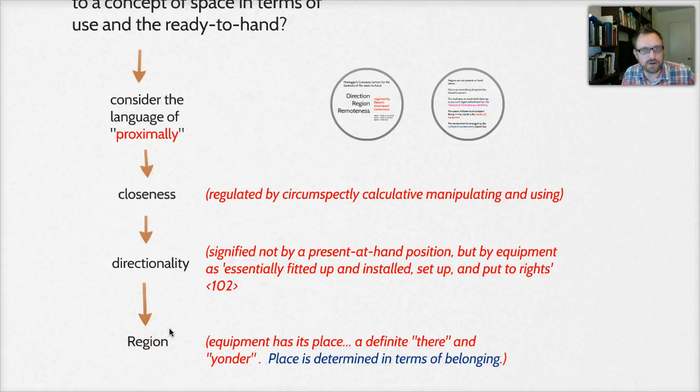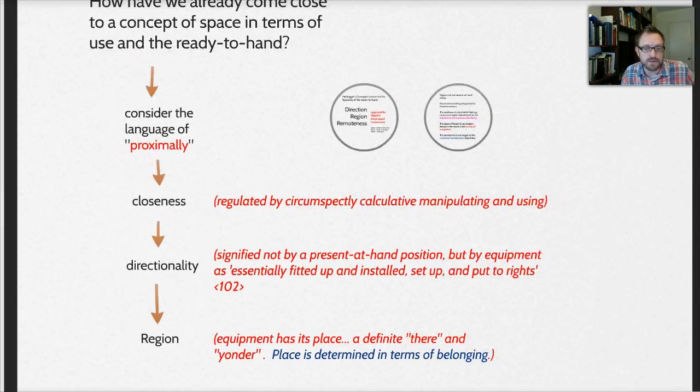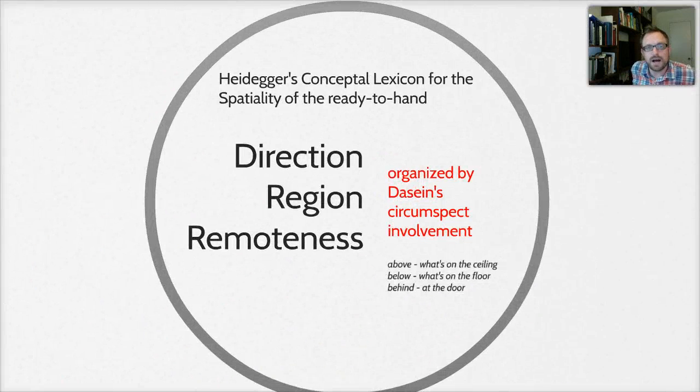There's regions of involvement. Now, these regions here, he's giving, if you will, a phenomenological characterization of spatiality for Dasein when it's in a ready-to-hand comportment. And there are certain regions that Dasein finds itself within, right? Equipment has its place, and there's a definite there and a yonder, right? Place here, of course, is determined, or the region is determined insofar as things belong, insofar as I recognize the way in which things belong together, the way in which things hang together, if you will. So Heidegger really begins to introduce a conceptual lexicon for the spatiality of the ready-to-hand.